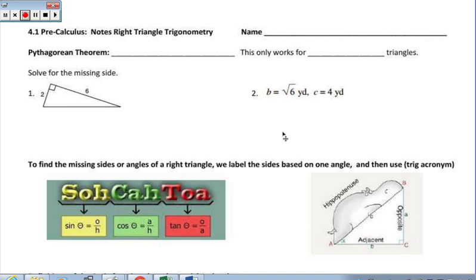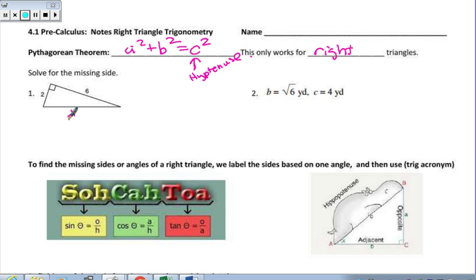Okay, today we're going to start with 4.1, our study of right triangle trigonometry. We're just going to start with being able to find the sides of a right triangle. For that, we can use the Pythagorean theorem, which says that a squared plus b squared is equal to c squared. This will only work for right triangles, and the c here represents the hypotenuse of the right triangle.